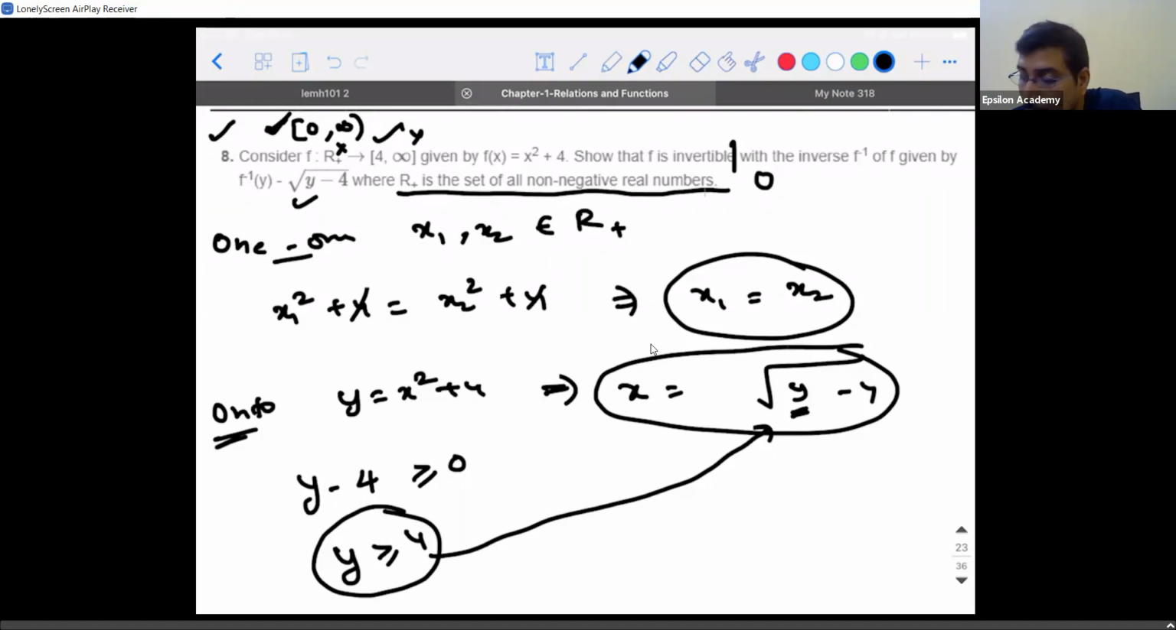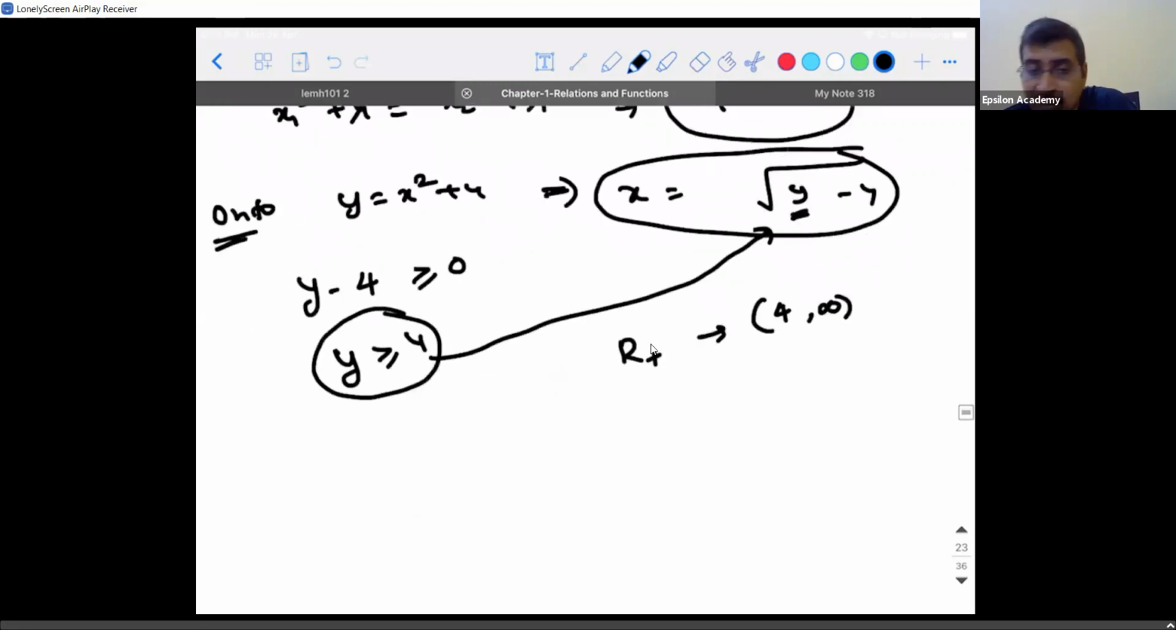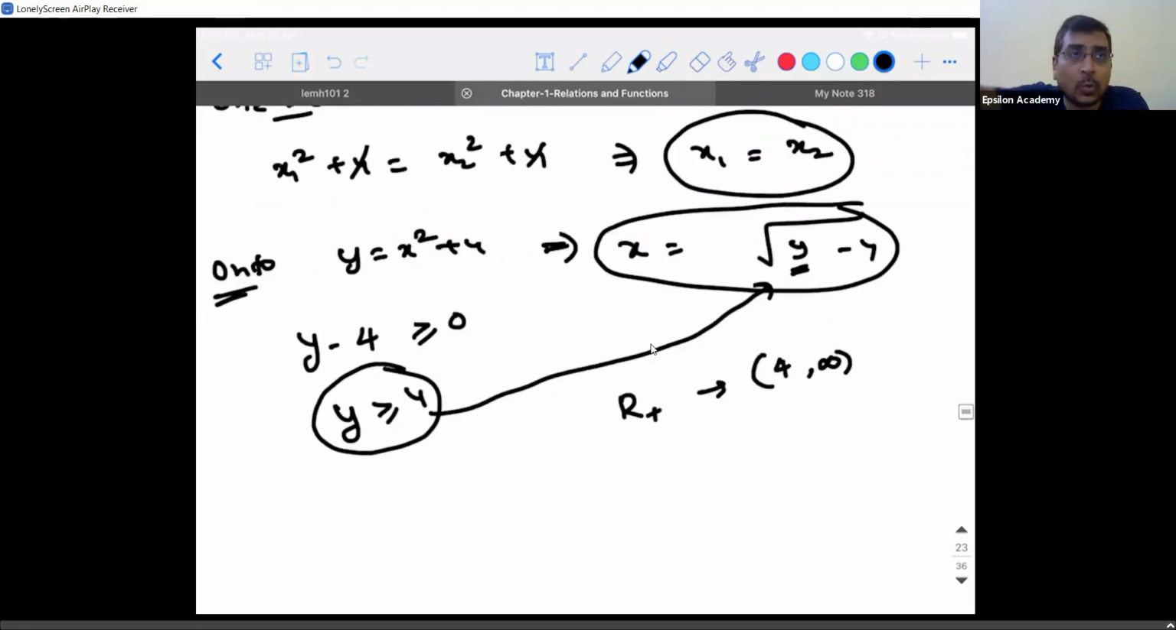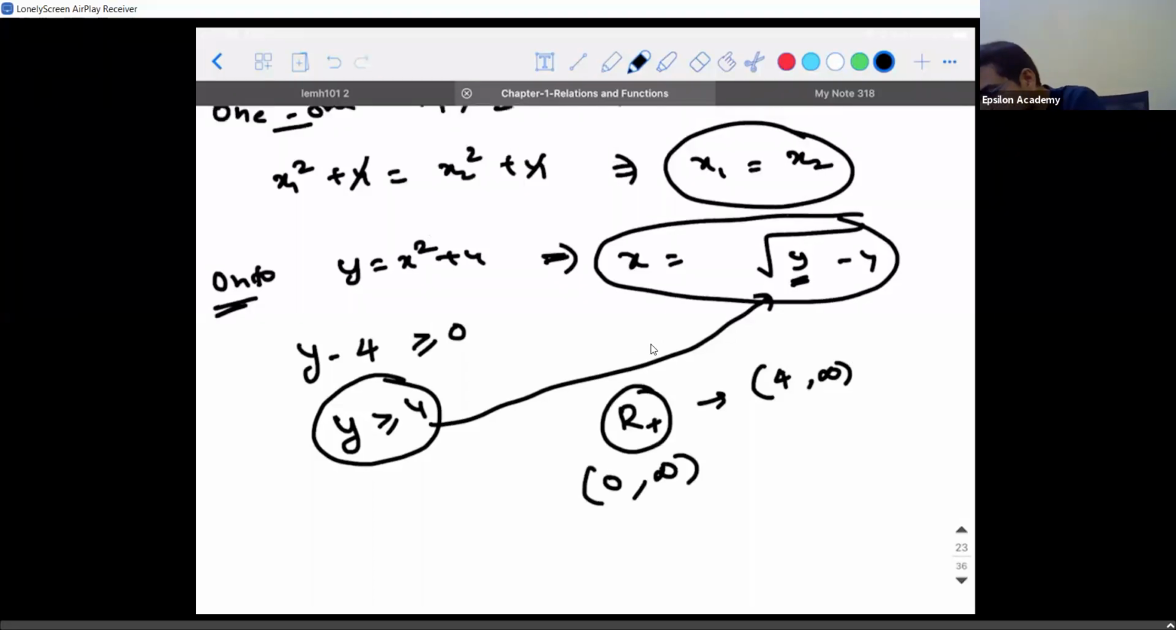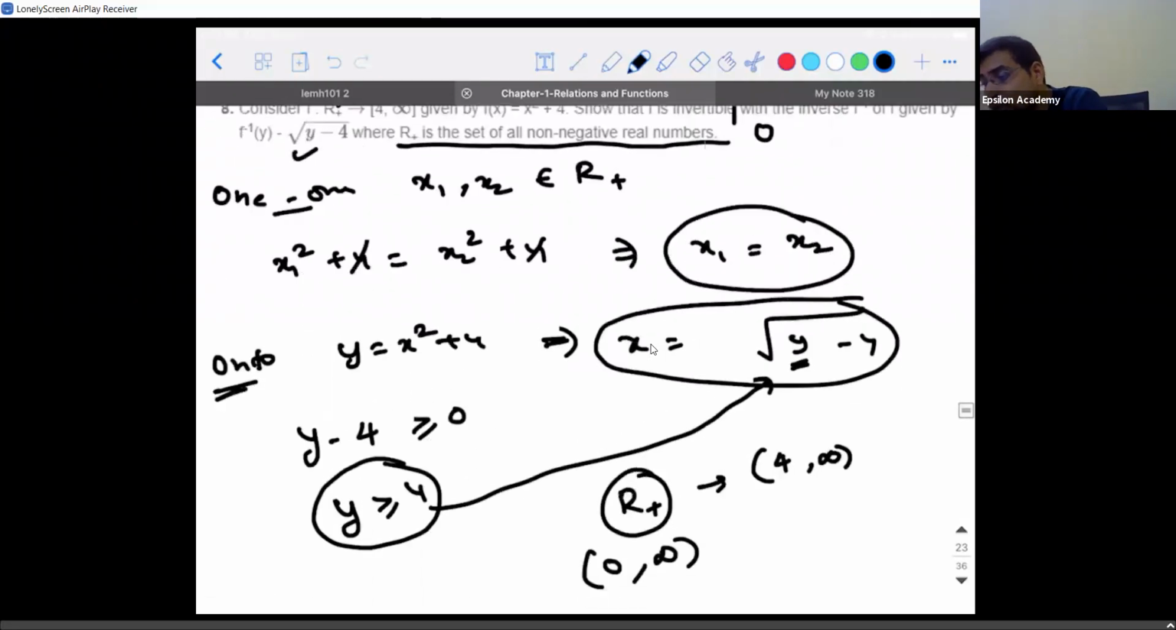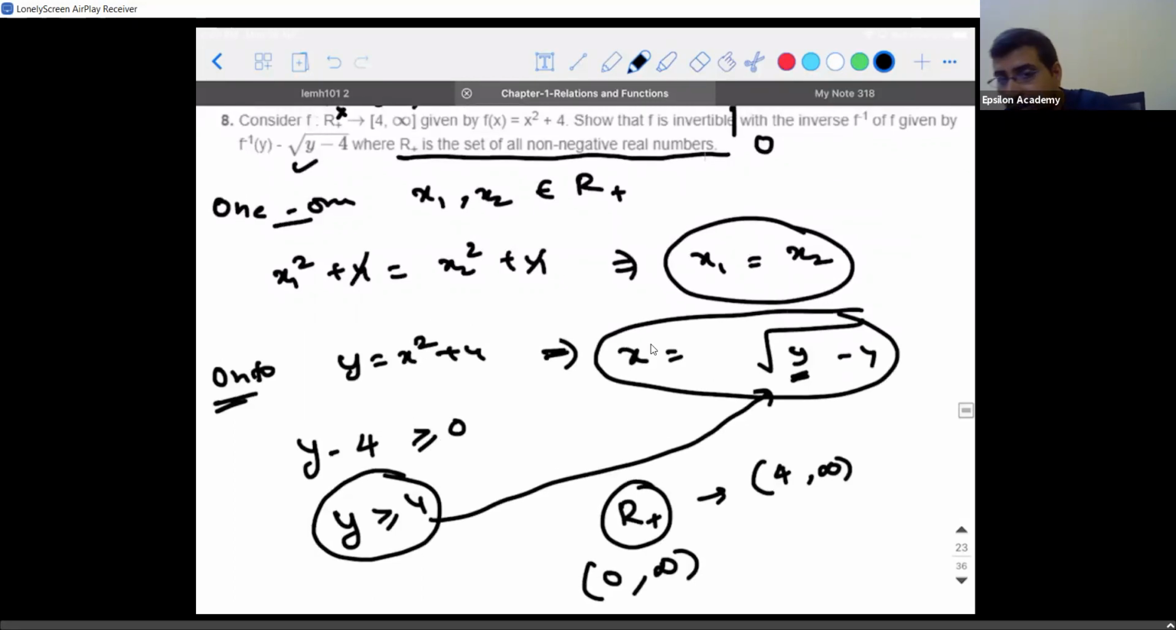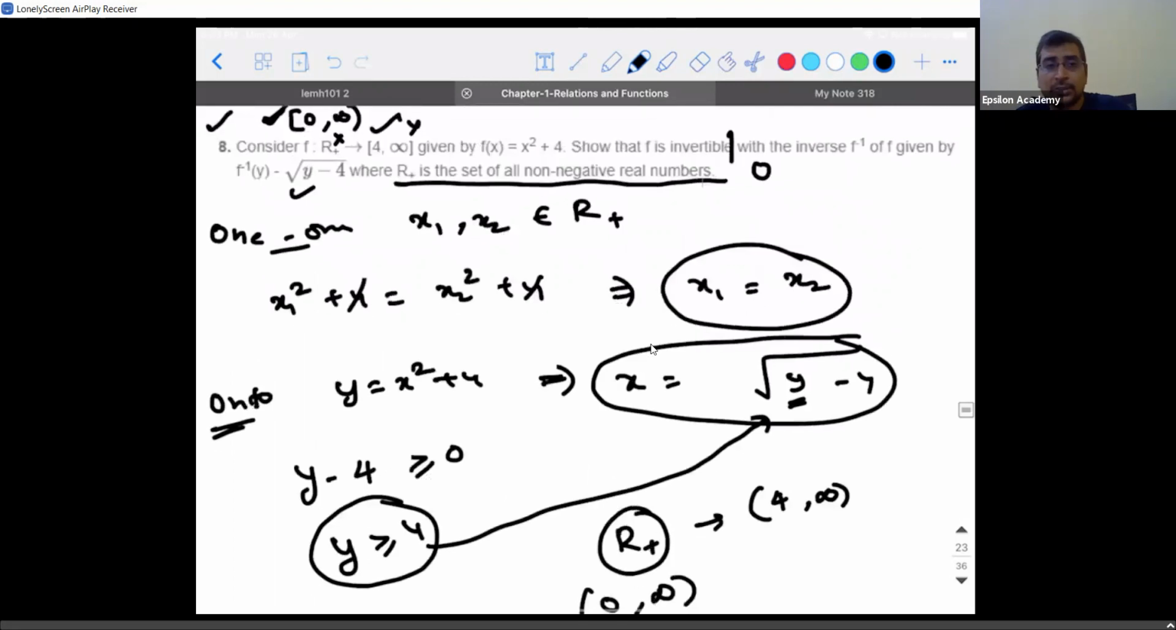So had the question been R plus to 4 to infinity, then the least value I would have substituted is 4.000001. When I say R plus, then I will define 0 to infinity. Are you guys able to understand the difference? All of a sudden there will be a confusion, that is why I'm trying to stress. If you're unclear, please ask me again. So in this question, what they're saying is R plus to 4 to infinity.